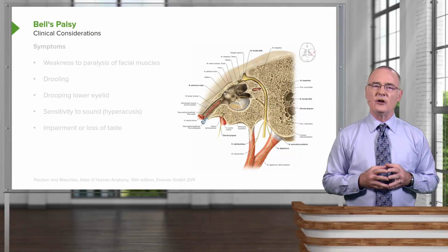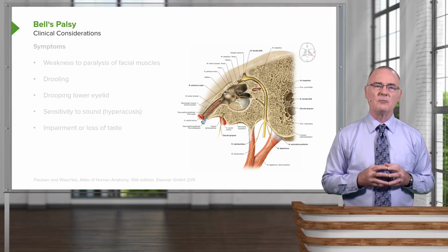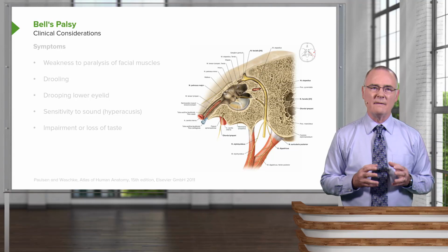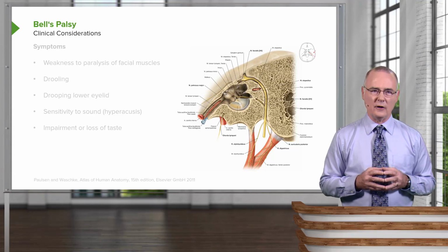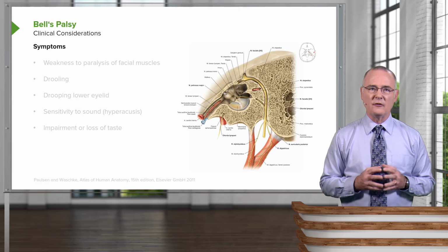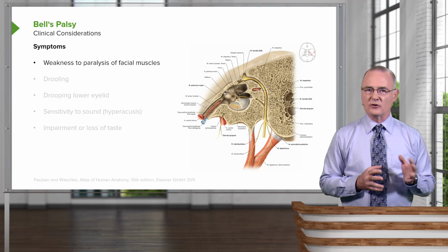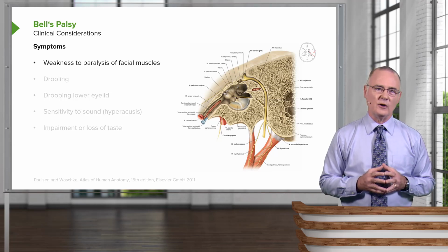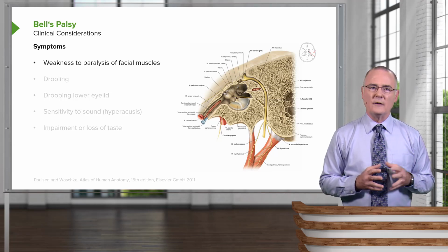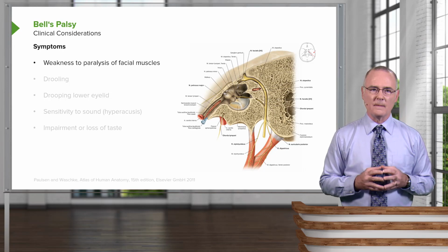A clinical consideration with the facial nerve is that of Bell's palsy. This is a palsy of the seventh cranial nerve. Individuals that have Bell's palsy have some symptoms that are associated with the functional components of the facial nerve. One symptom would be weakness to paralysis of the facial muscles.